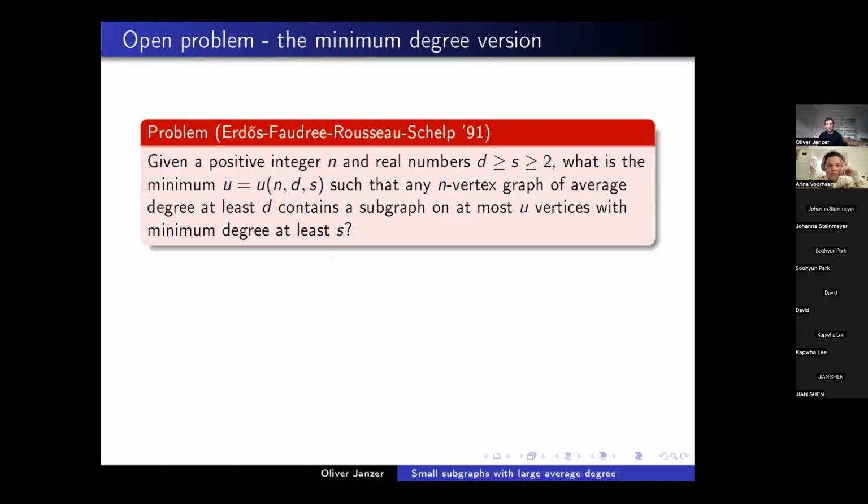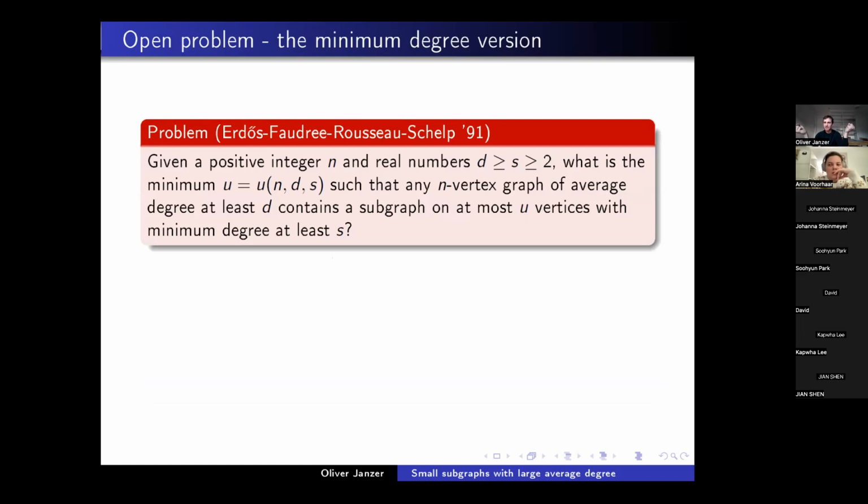So that's all I wanted to say about the proof. And now I want to mention a few open problems. One very natural one, a very nice one, I think, is the minimum degree analog of our result. Our result finds a small subgraph of large average degree. But what if we want to find a small subgraph with large minimum degree?